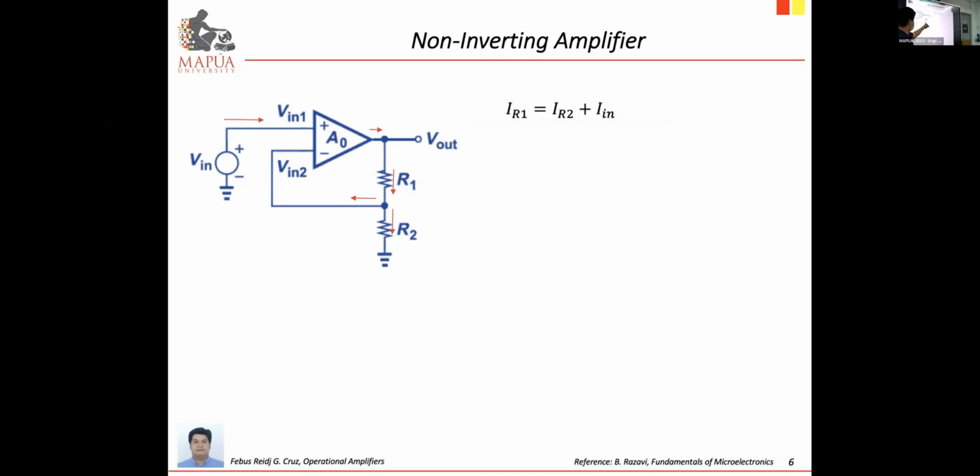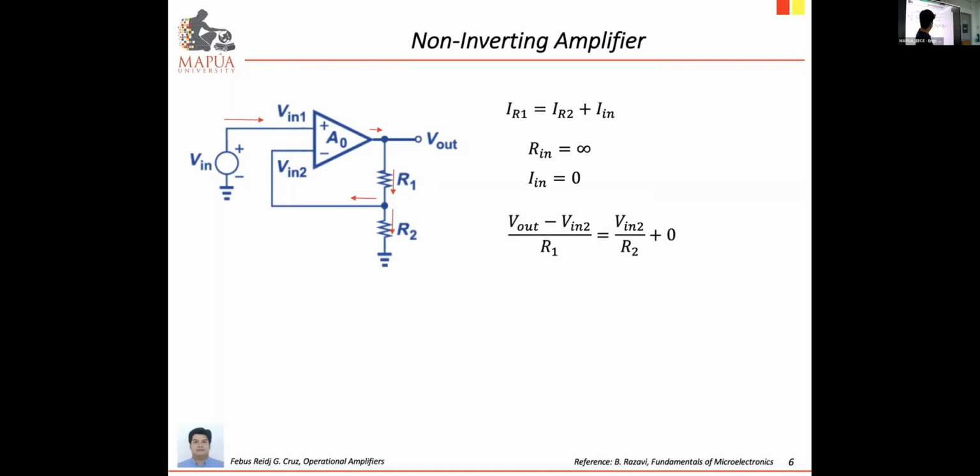So we can form a current equation on this node. Current entering is equal to the total current leaving. So current along R1 equals current through R2 plus the input current to the op-amp. And applying these characteristics, the input resistance of the op-amp is infinite. It means that the input terminal is equivalent to an open circuit. That means the amount of current here can be assumed to be 0. So we can set I equal to 0.